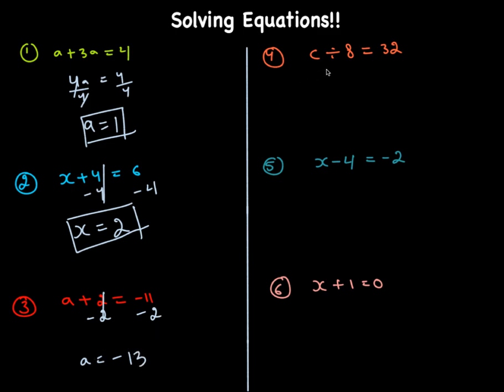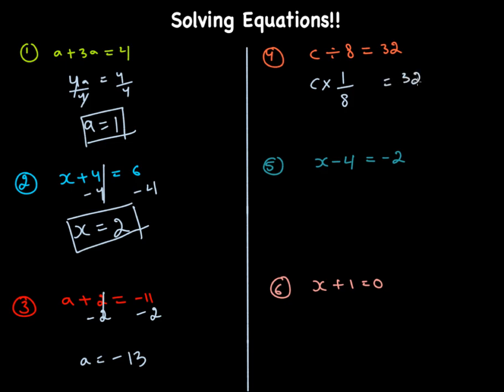Okay, let's do one more. Here you have c divided by 8 is equal to 32. Again, we want to find the value of c, and we want to get rid of this 8. Let's simplify this problem. Remember, when there is a division, the rule is to change the division to multiplication and write the reciprocal of that number, which is going to be 1 over 8, equal to 32.